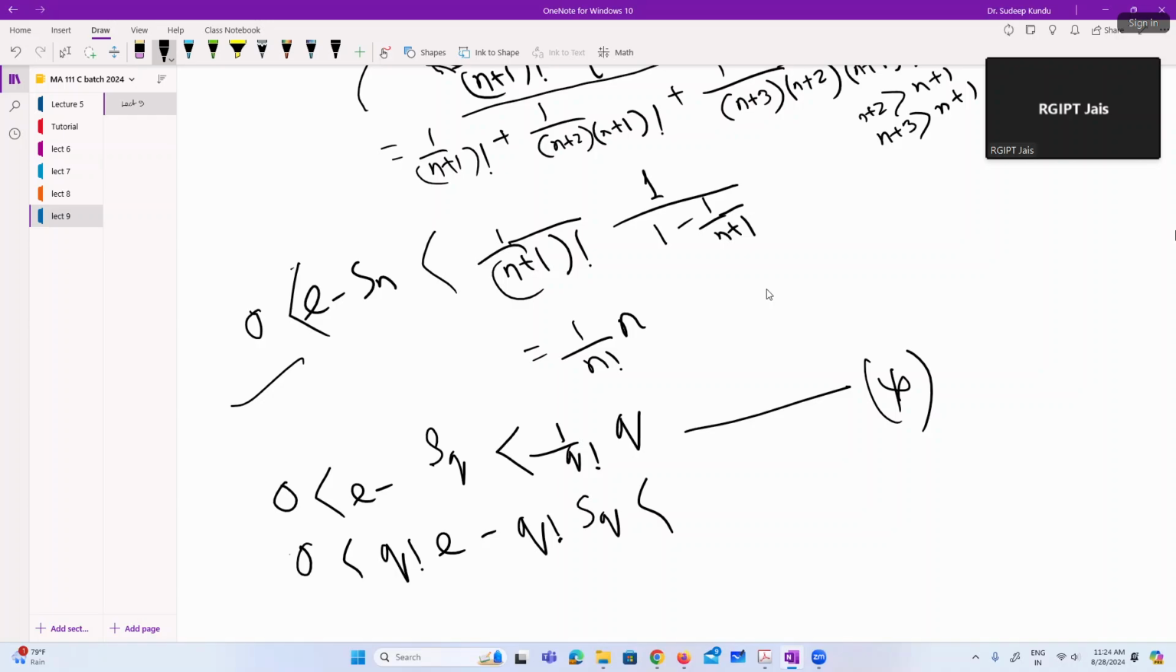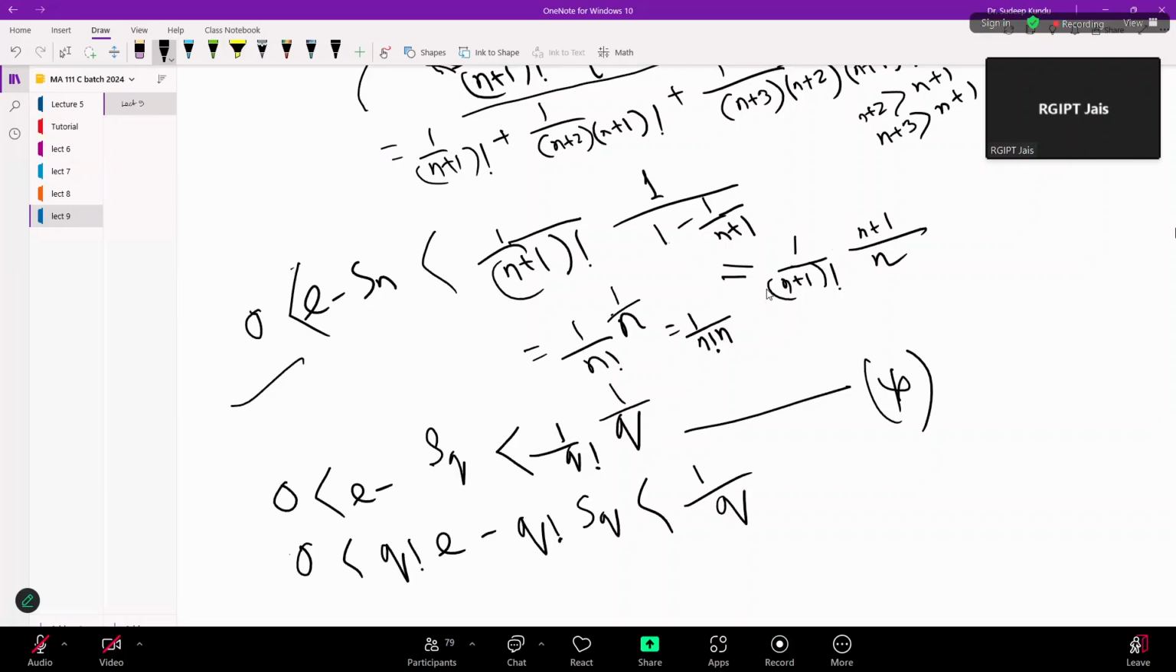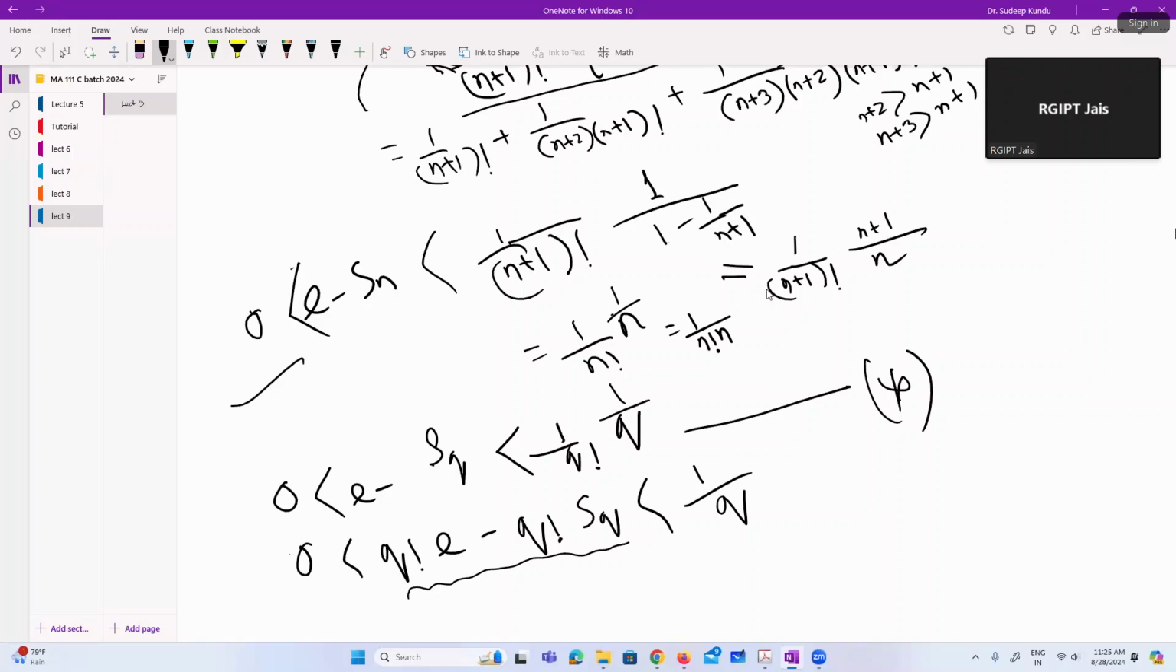Oh, this is a 1 by n also, right? You have not calculated, it seems. So this is 1 by n plus 1 factorial, n plus 1 by n, right? So 1 by n factorial. So that means this will be your answer. Yes, sir. So now you have to show that this is an integer. So that will be your contradiction.